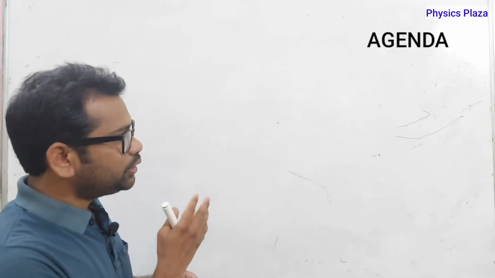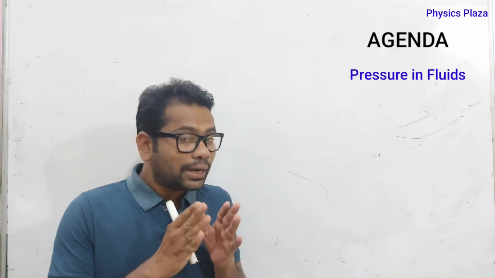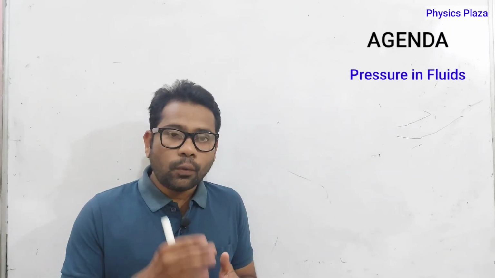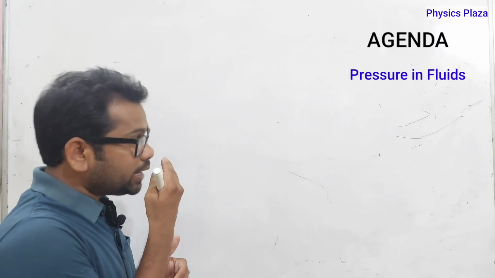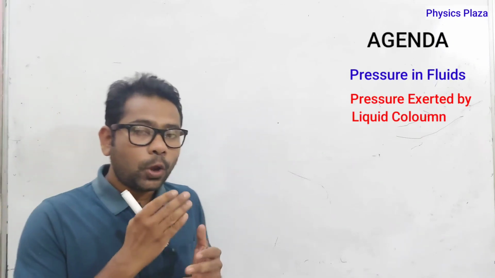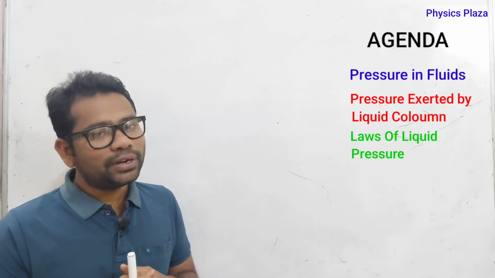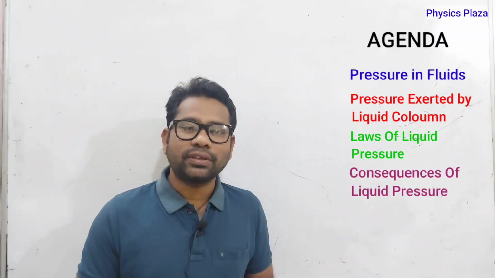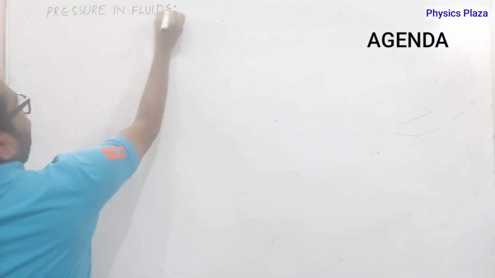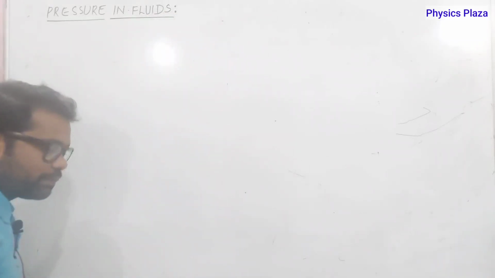Dear children, in today's class we will discuss pressure related to fluids. There we will discuss what the pressure exerted by a liquid column is. Then we discuss the laws of liquid pressure, and finally we discuss the consequences of fluid pressure. Pressure in fluids. So children, first let us discuss this point.